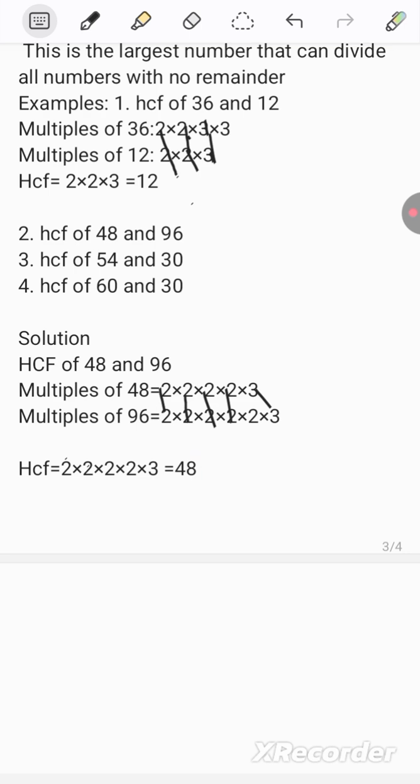Now, this will lead me to another method. I'm coming to that real quick. I will come to that method, and that is the fastest method of doing HCF, or highest common factor, of any numbers. Let us continue with the next question.